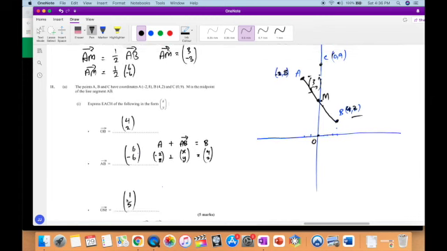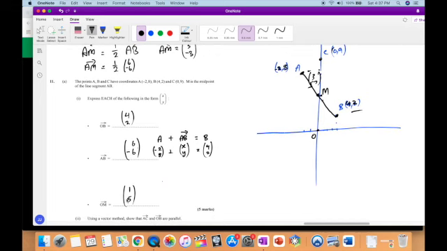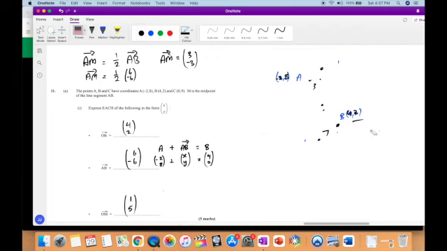Yes, sir. Now they say here, use a vector method to show that AC and OB are parallel. AC, which is this here, and OB, which is this here, are parallel. Let me just draw over the diagram a little bit nicer, because that is quite scrappy there. So let me just draw it over real quick.